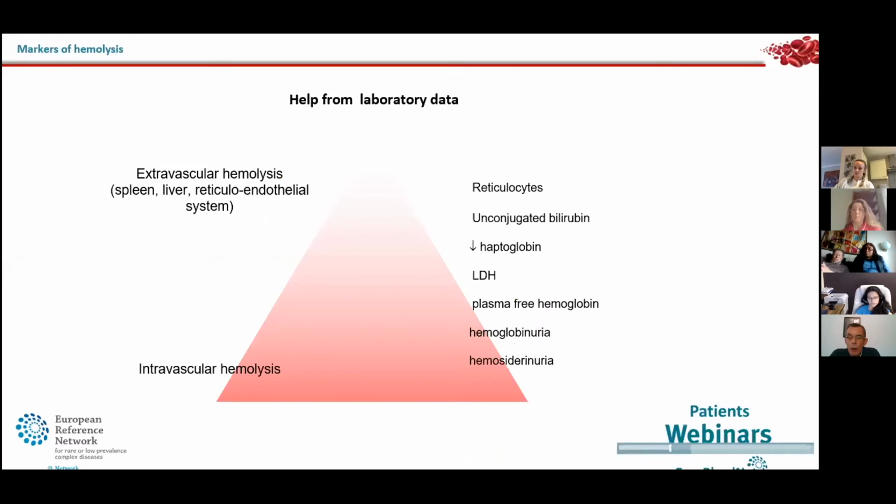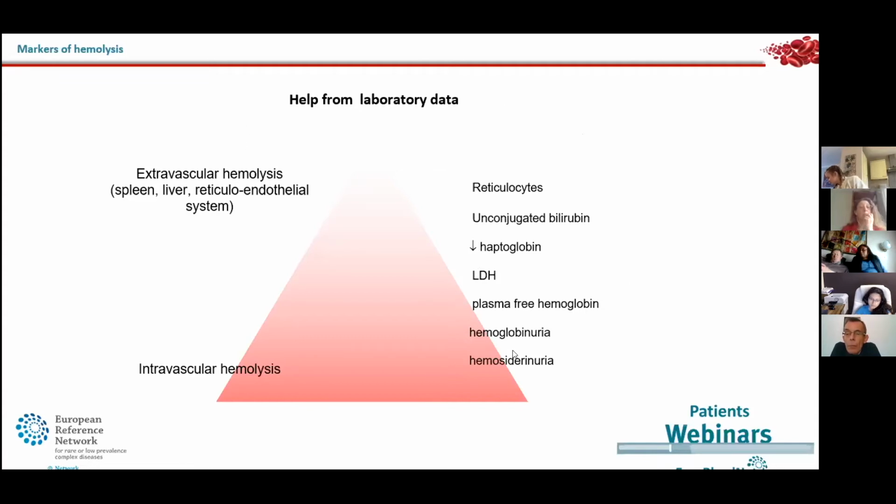We have some markers and parameters that can help us. A group of laboratory parameters are the markers of hemolysis. In particular, we have reticulocytes that are usually increased, because in hemolytic anemias the bone marrow tries to compensate for the defect, whatever the cause, by increasing the number of cells. We have unconjugated bilirubin, because it is a sign of hemolysis, consumed haptoglobin, and increased LDH. I'm sorry, we lost some arrows, but okay.